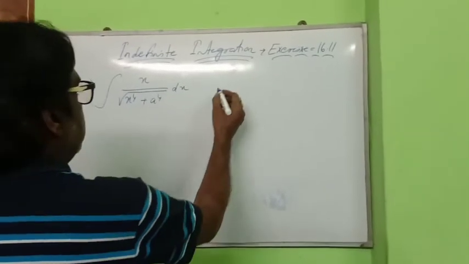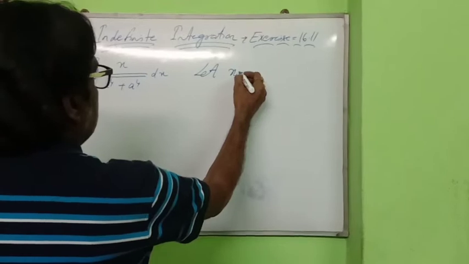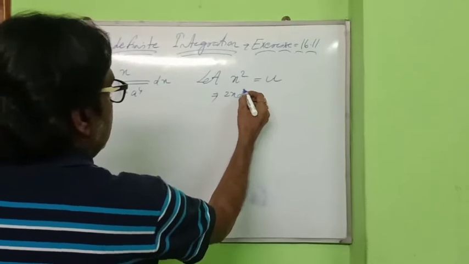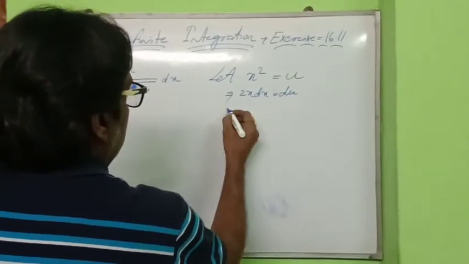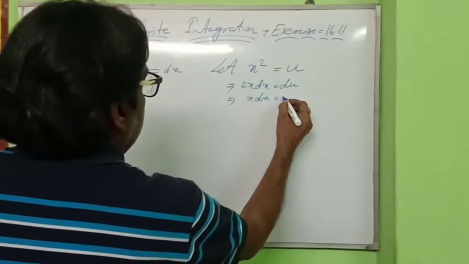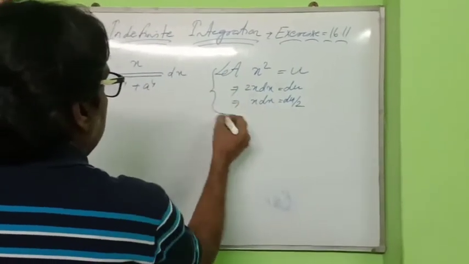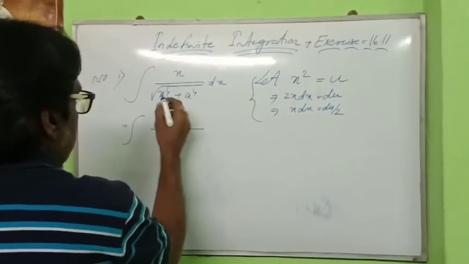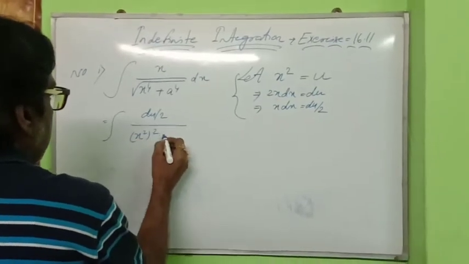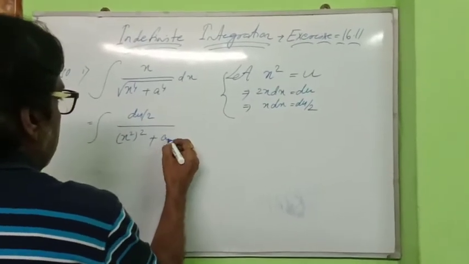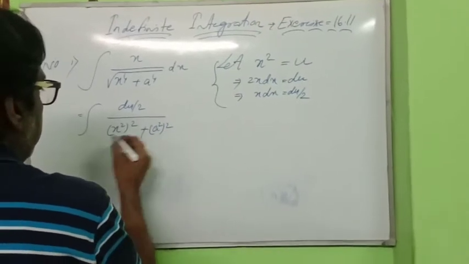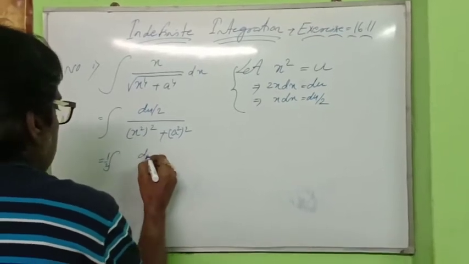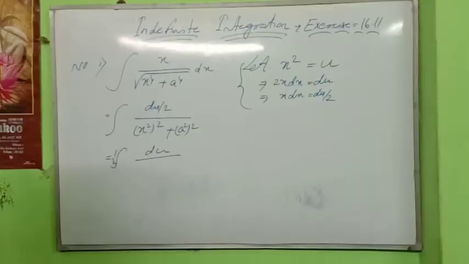In this case you have to take let x square is equal to u. Now what is the derivative of x square? That will be 2x dx is equal to du. Now x dx will be how much? du by 2. Just put the value of x dx, du by 2, and this will be x square whole square plus a square whole square. I have taken x square as u and 1 by 2 will be outside.